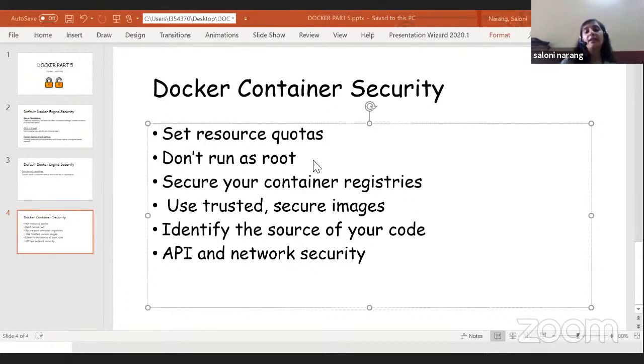It also enhances security by preventing a compromised container from consuming a large amount of resources in order to disrupt service or perform malicious activity. If you set the amount of memory or CPU resources on a container, it will consume only that much, and that will prevent malicious activities. Another point I would like to mention here is, don't run as root.